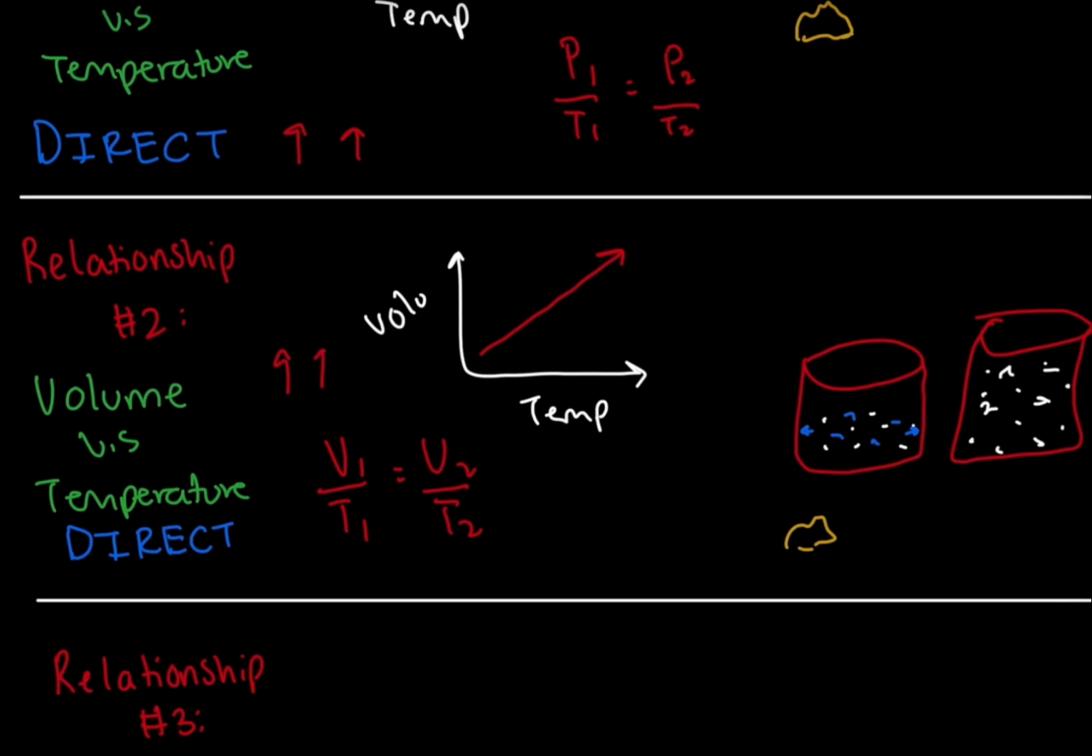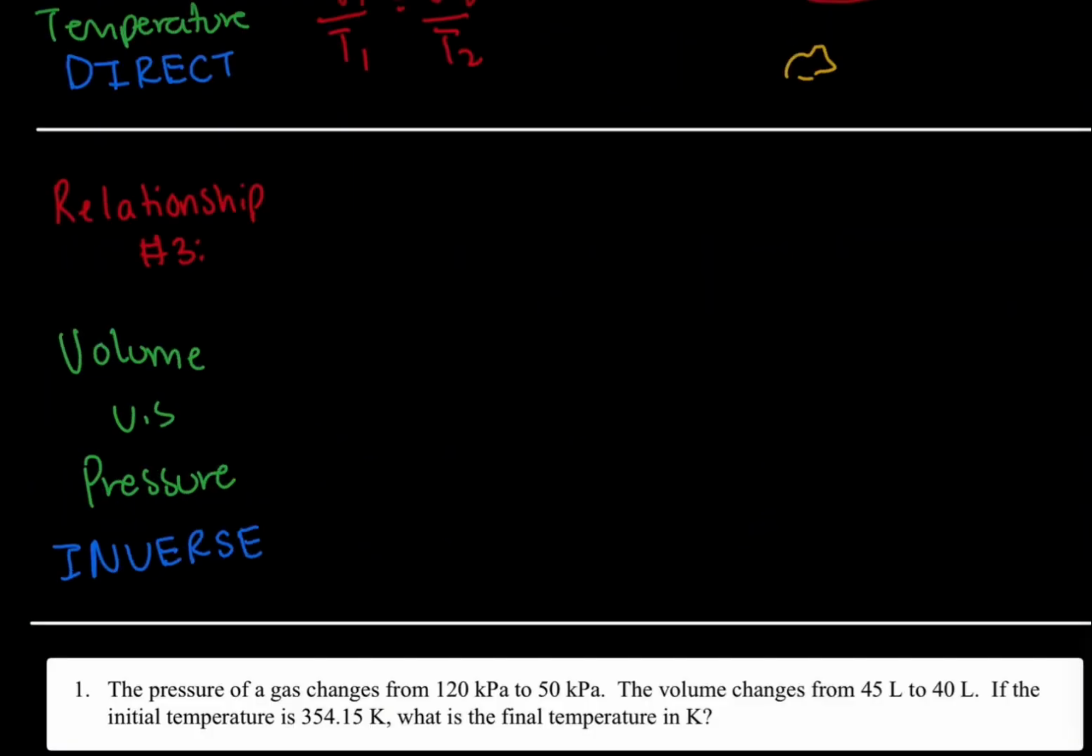So you should take away that heat increases kinetic energy, and therefore more collisions. Now our last relationship before we get into the practice problem is volume versus pressure. So volume versus pressure actually has an inverse relationship. The way it's going to look is we have volume here and pressure here. So as volume increases, pressure is going to decrease.